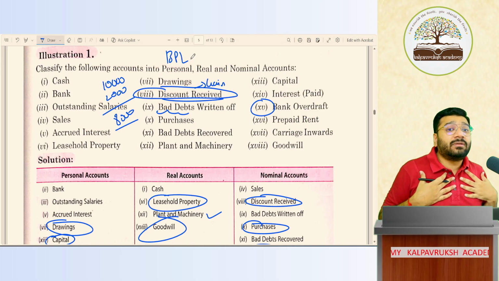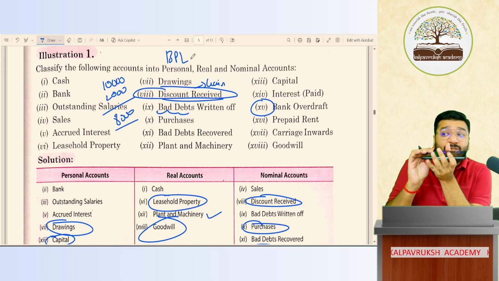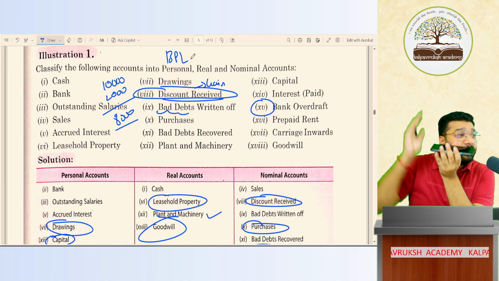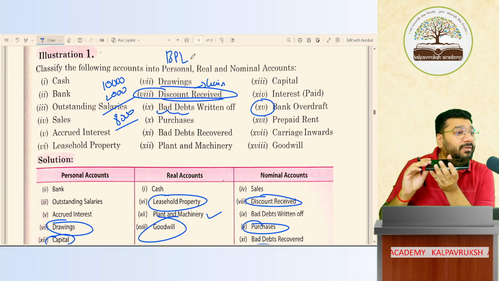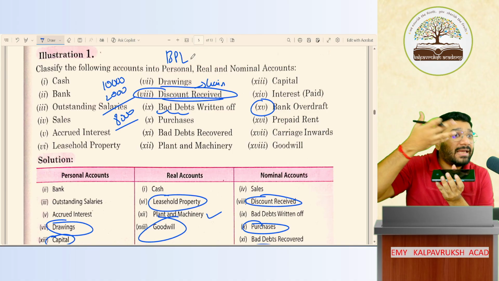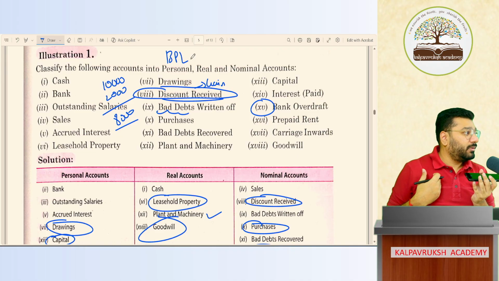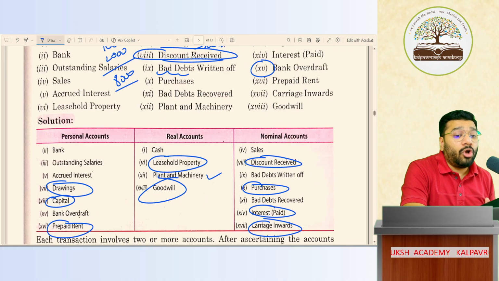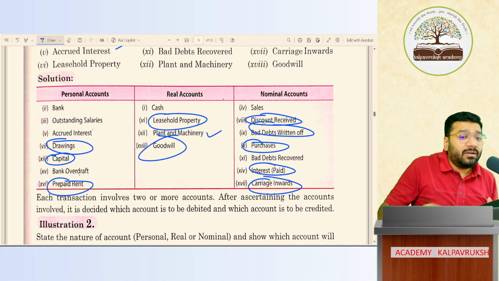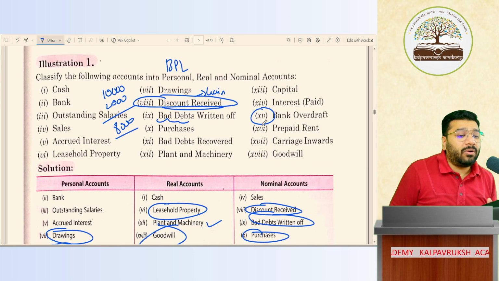So it is my loss. I sold this phone to the customer for 1 lakh. I didn't collect money. I said collect money later. Later, what did he say? Get lost. I will not pay you money. So it is lost. So all the items of expenses and losses should go where? To nominal account. So bad debt is a nominal account.